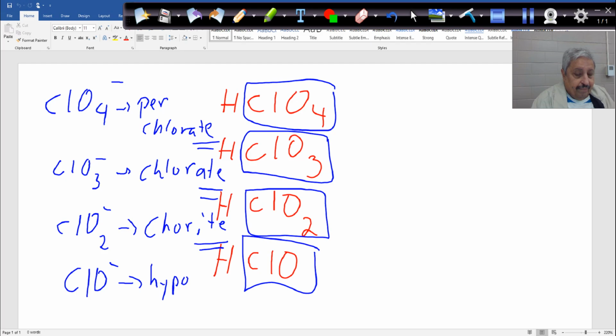Hypo, I have to write it here. Hypochlorite. Now, if you combine them in a compound with a metal or whatever, suppose I want to put them in a metal. So let's take the hydrogen out and put them in a metal.